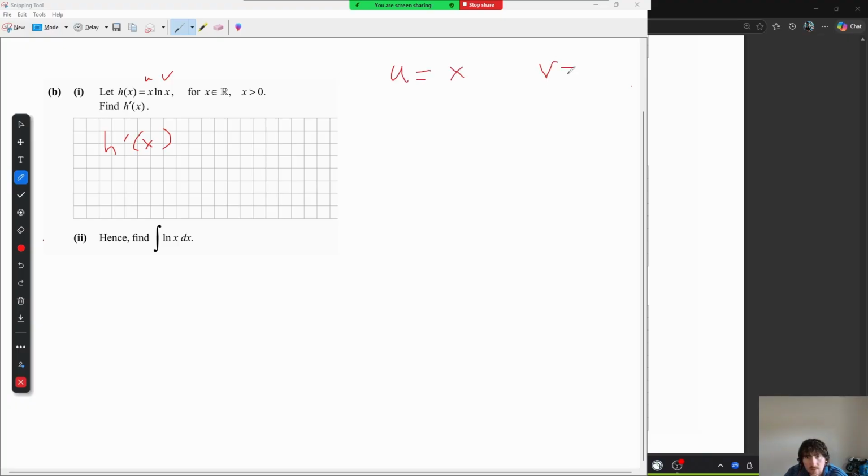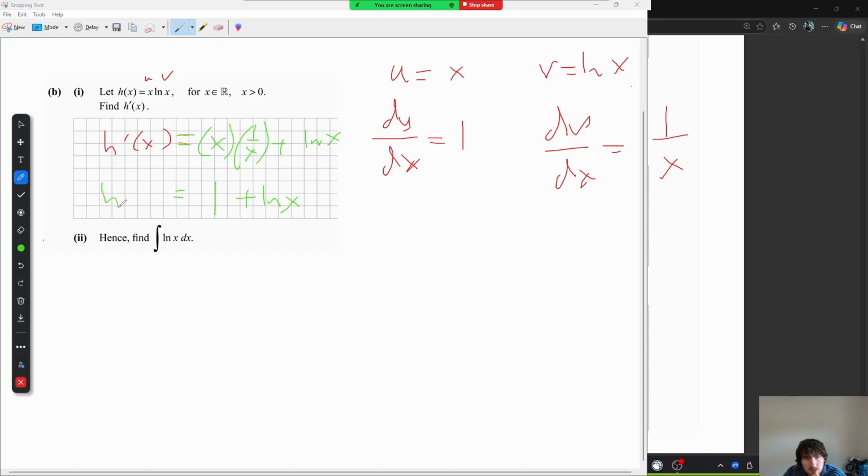u equals x, v equals ln x, du dx is 1, dv dx is 1 over x. The derivative of ln x is 1 over x. Then you sub those into the product rule: u multiplied by dv dx, which is 1 over x, plus v times du dx, which is ln x, because 1 times ln x is ln x. So x times 1 over x is 1, so this is 1 plus ln x, which is h dash x.